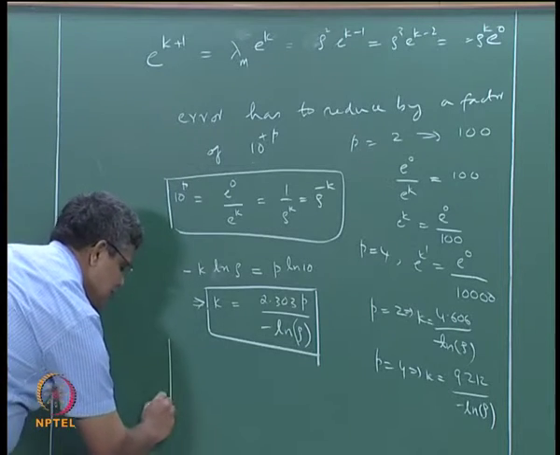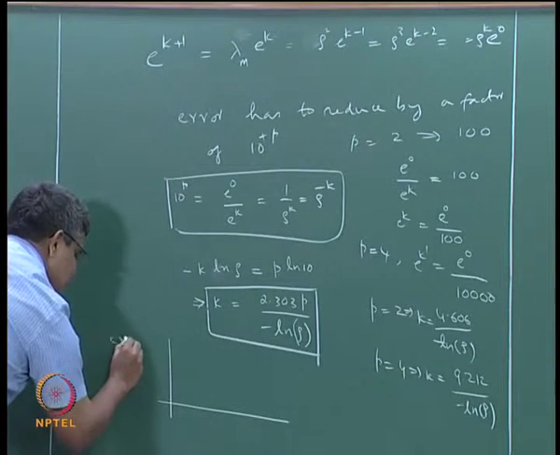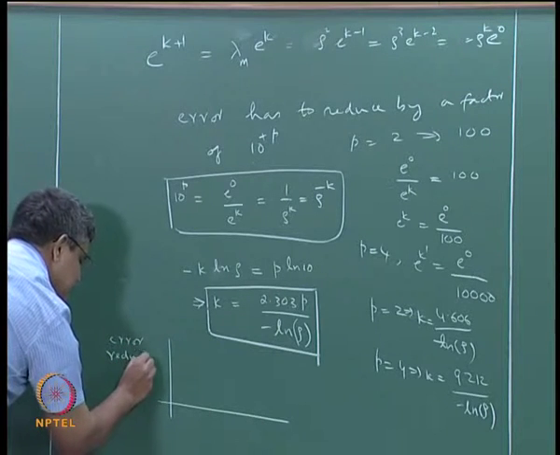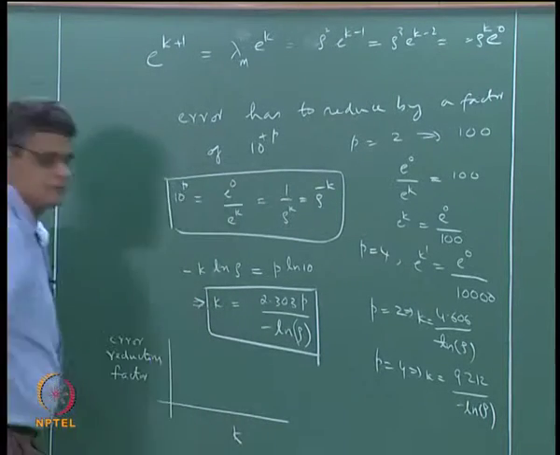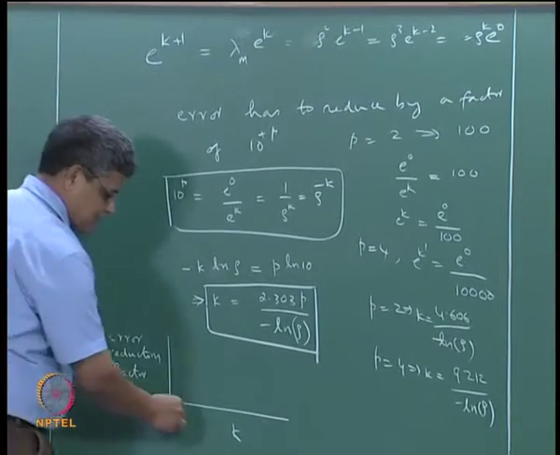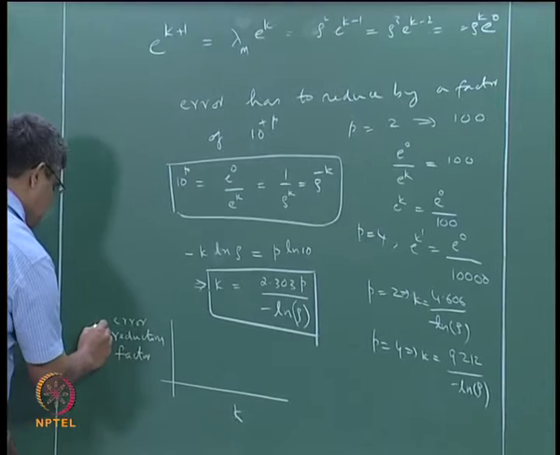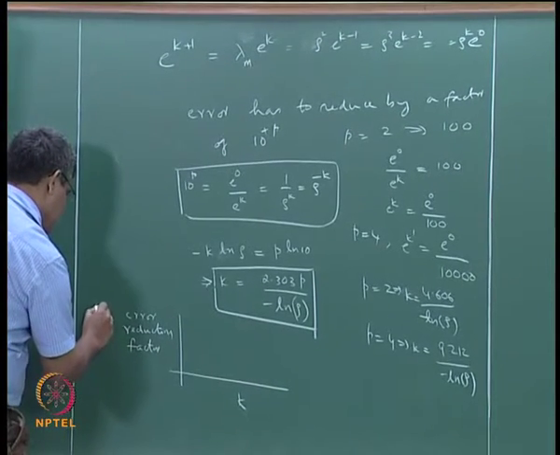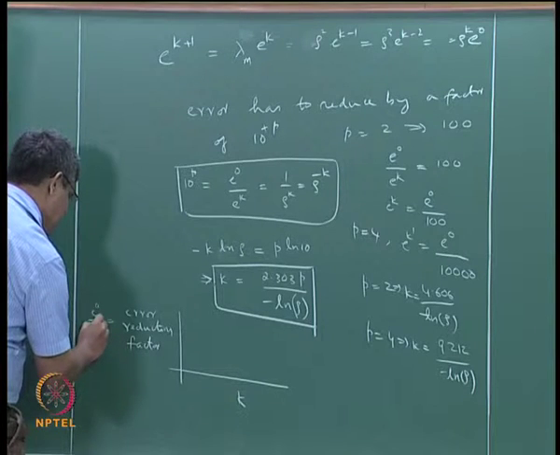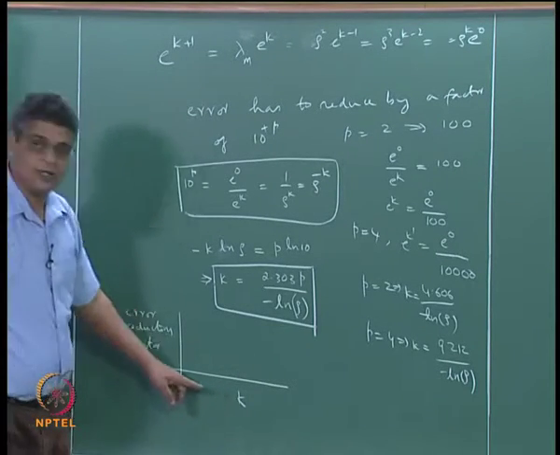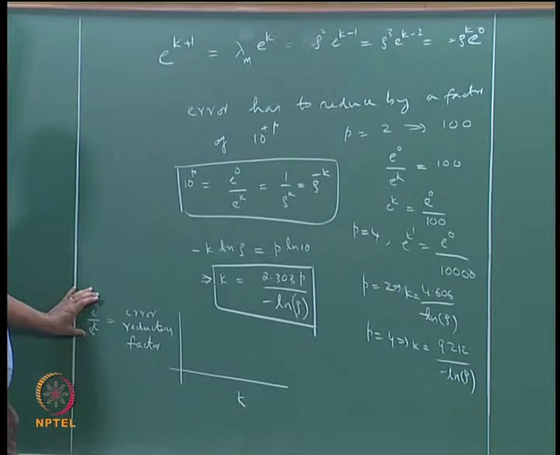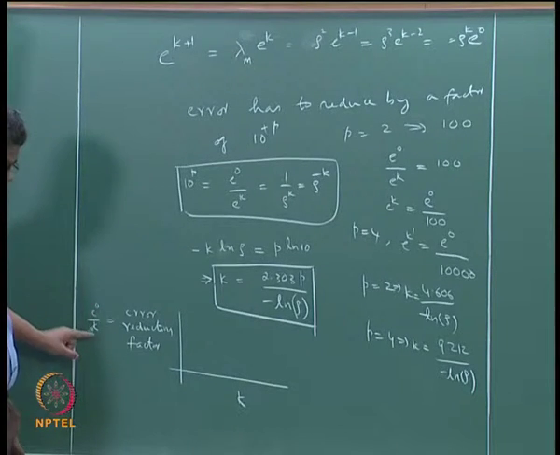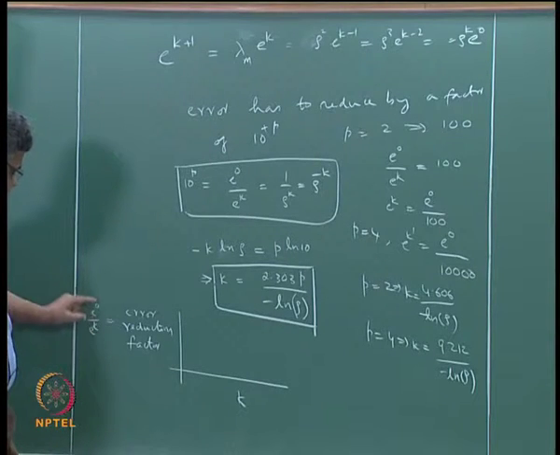Therefore if you were to plot the error reduction factor versus k, where k is the number of iterations, this is equal to the initial error by error at k. We know that for a convergent scheme, as k increases, this error reduction factor should increase because the error is decreasing. The initial error is a fixed value, so this value is going to increase with k.